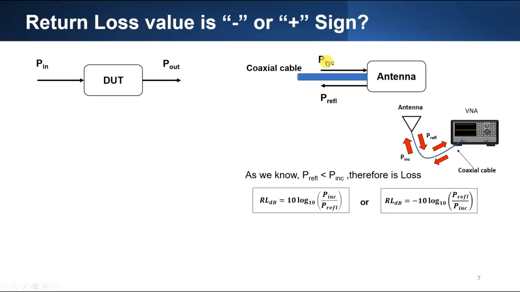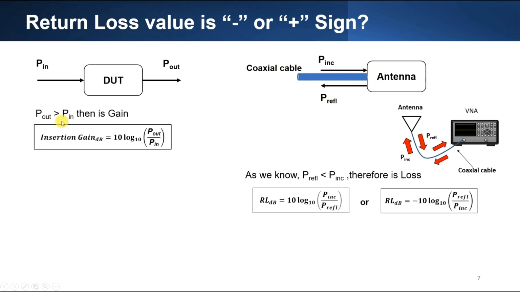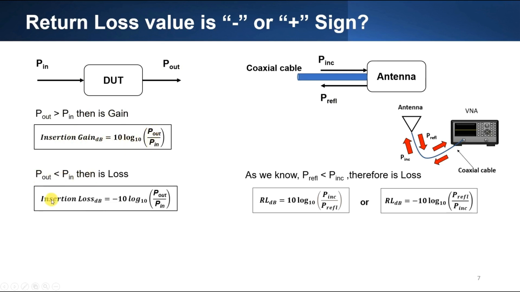We have a power incident from the coaxial cable. When it travels to the antenna, we have some power reflected. So our power reflected is here. And then let's say here, power out is greater than power in for the system, then it's a gain. So the equation we'll use is insertion gain equals 10 log power out over power in. For insertion loss, power out is less than power in, then it's a loss.